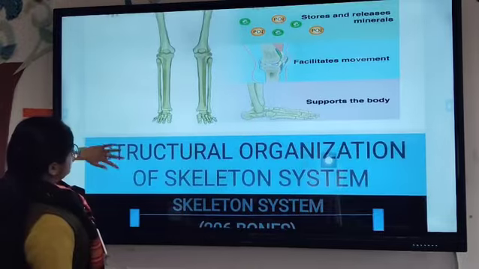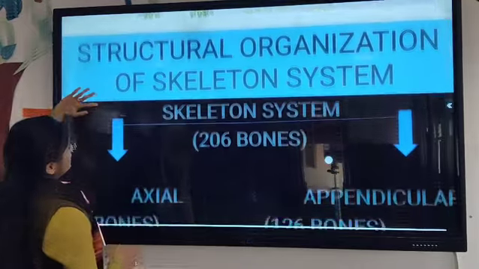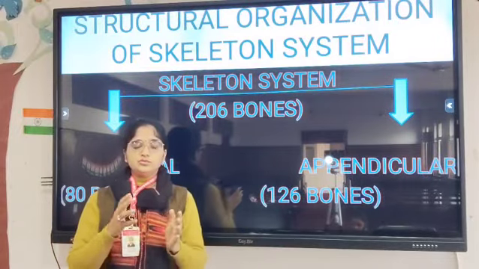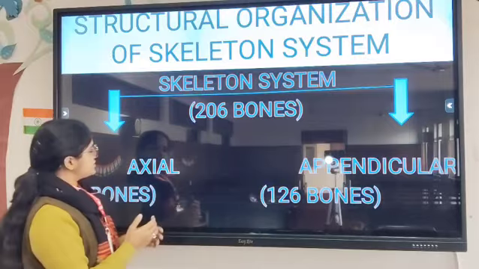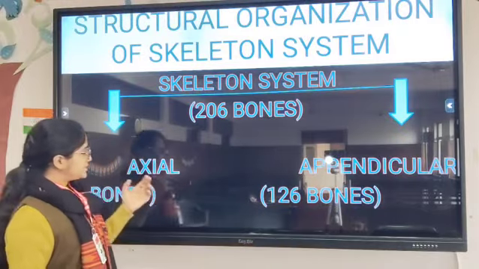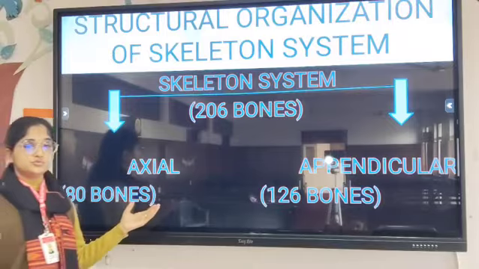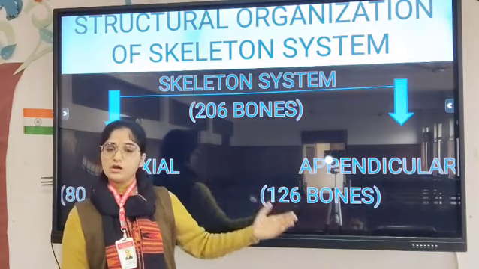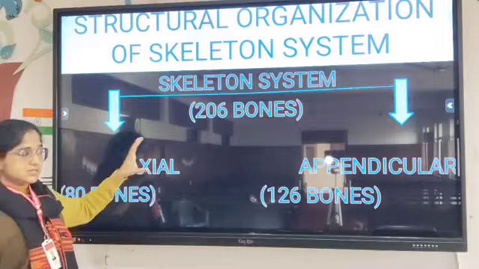Now, next I want to discuss that the human skeleton is classified into two categories on the basis of position and function. The first one is the axial skeleton, the second one is the appendicular skeleton. The axial skeleton has a total of 80 bones out of 206, and the appendicular skeleton has 126 bones out of 206. First I will discuss the axial skeleton.